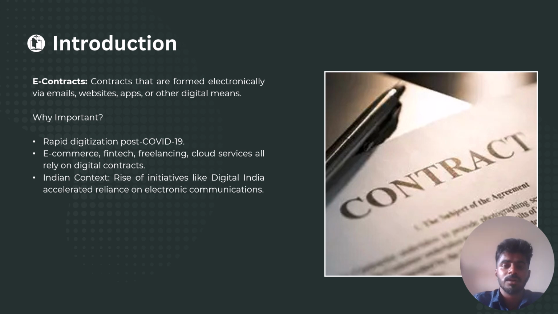It is beneficial because it offers faster transactions and lower cost, as there is no printing required and no courier required. It is accessible from anywhere, and environmentally friendly because there is no use of paper and documentation, so it is paperless.